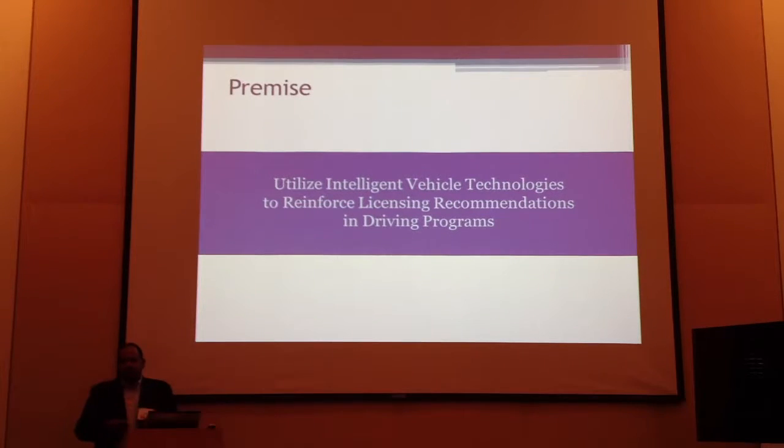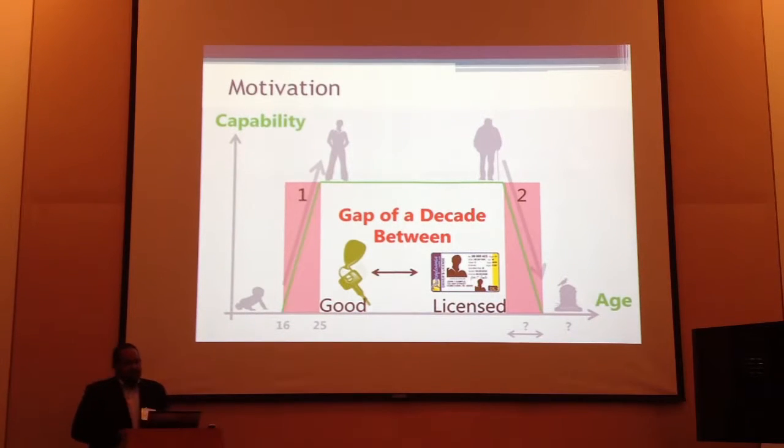The premise: to utilize intelligent vehicle technologies to reinforce licensing recommendations and driving programs, and this is driver rehabilitation programs. And I'll expound, but this is the basic premise. The motivation here is what I've identified as this gap of a decade between when we're good drivers and when we're licensed drivers. It'll happen twice in life if we're all lucky. When teens want to get their license, they have to get the experience, as was said. And so that's going to take time from when they receive their license to when they're actually going to be much better drivers.